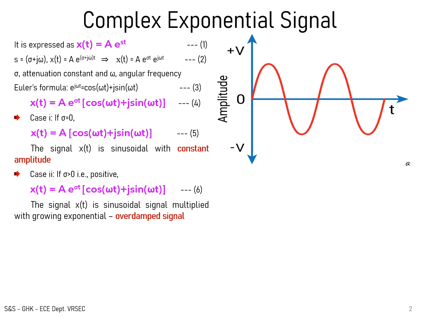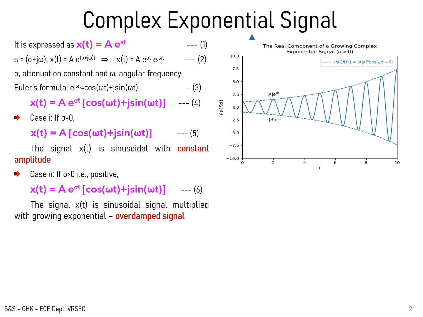Here in equation 4, if sigma is greater than 0, then the signal x of t becomes A e power sigma t into cos omega t plus j sin omega t. The signal x of t is a sinusoidal signal whose amplitude is growing exponentially. Therefore, it is an exponentially overdamped signal.